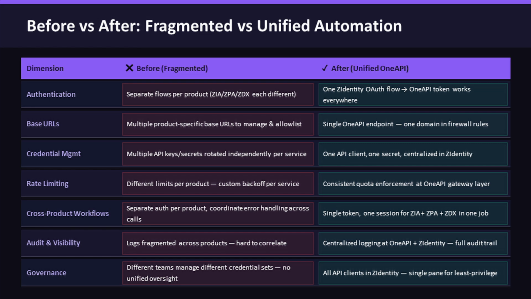Audit and visibility. Before, logs were fragmented across products. Correlating a full automation run required pulling logs from multiple places and manually reconciling them. After, centralized logging at one API and zIdentity provides a complete, correlated audit trail. Governance. Before, different teams managed different credential sets. No unified view of who could do what, and no single control plane for enforcement. After, all API clients defined in zIdentity. Single pane for least privilege enforcement and access reviews.